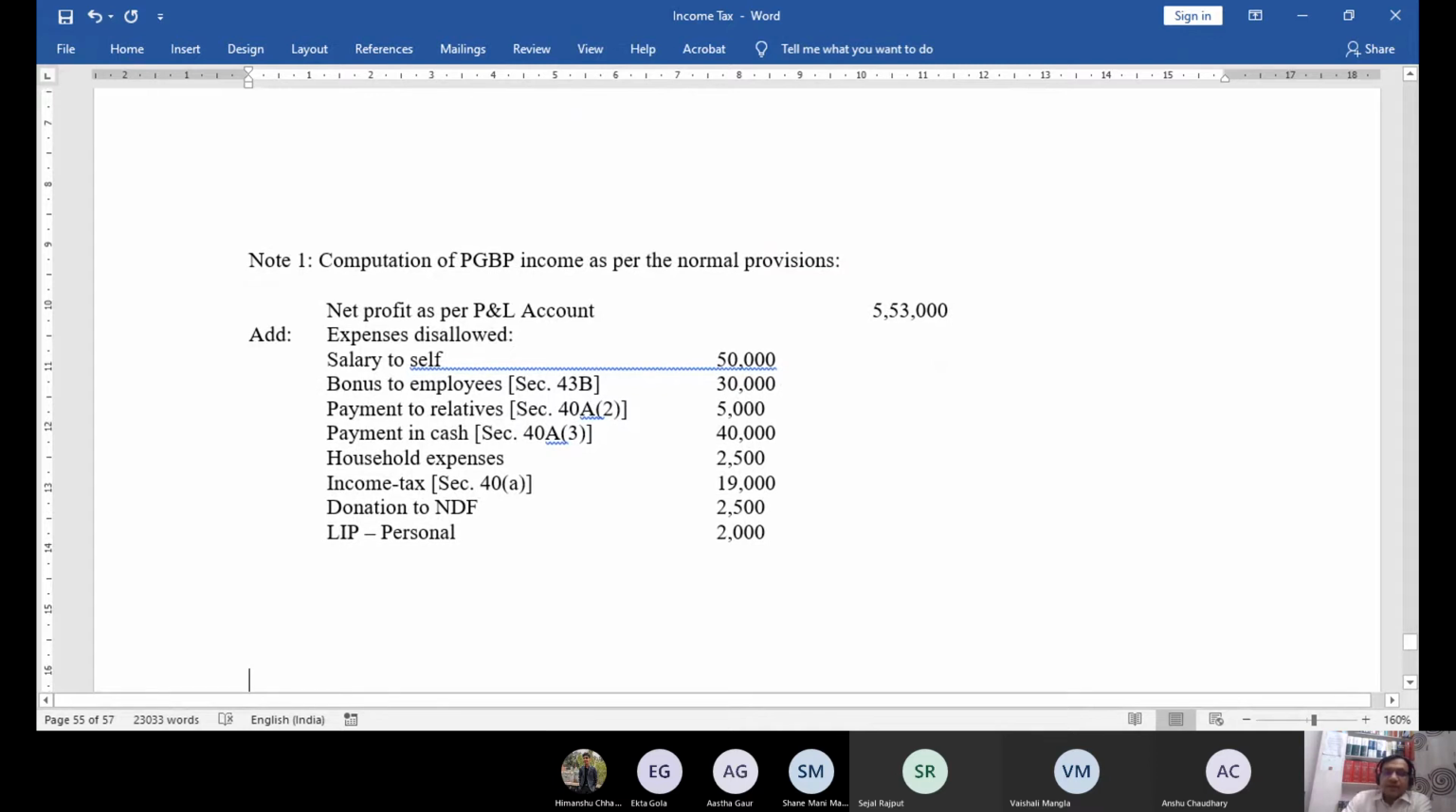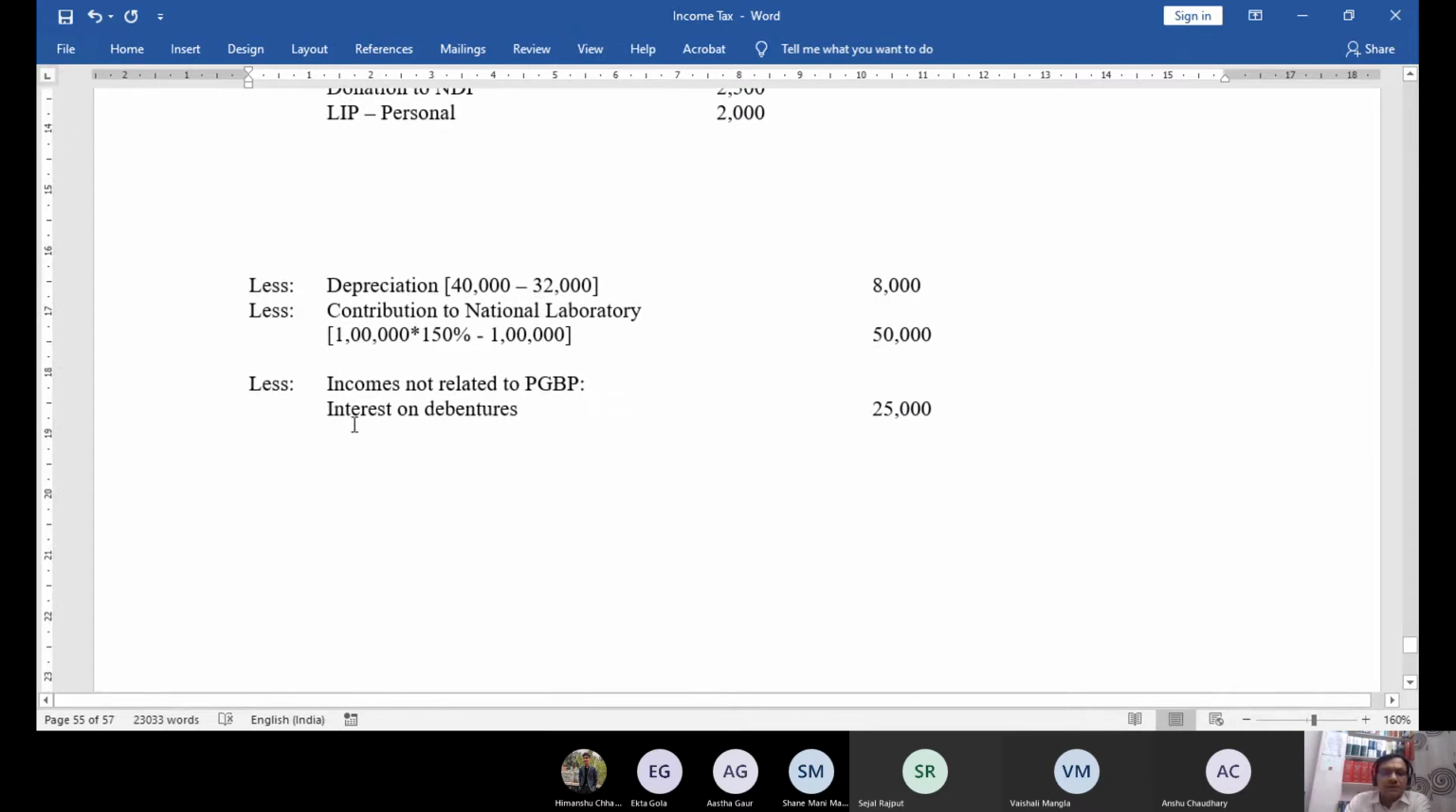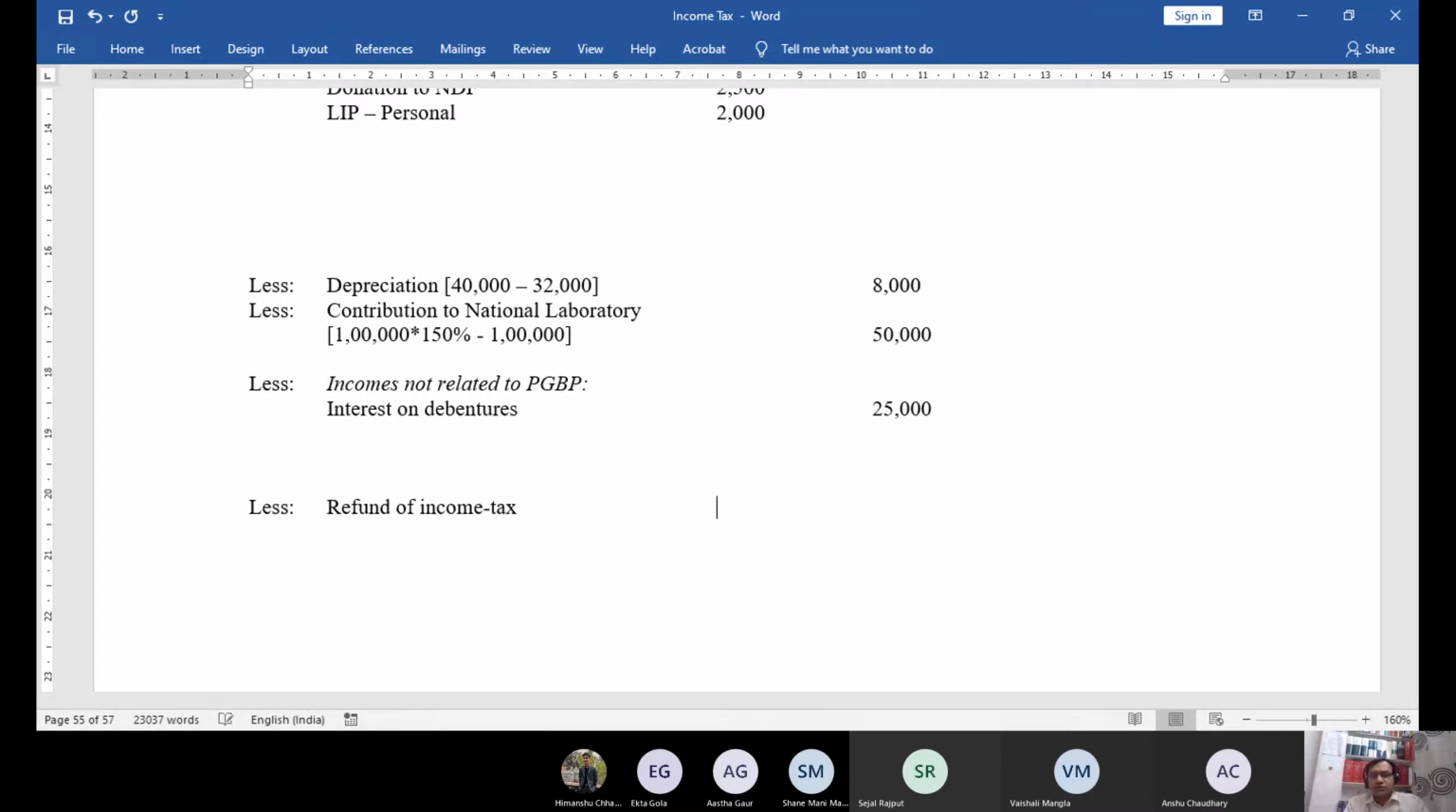Refund of income tax paid in advance. It is not at all an income, so I cannot show this in this heading. Logically it will be wrong. I have to show it separately. Less: refund of income tax. I cannot show this in the heading income not related to PGBP, because at least those are incomes. This is not at all an income. So I am showing it separately, 1,000 rupees.